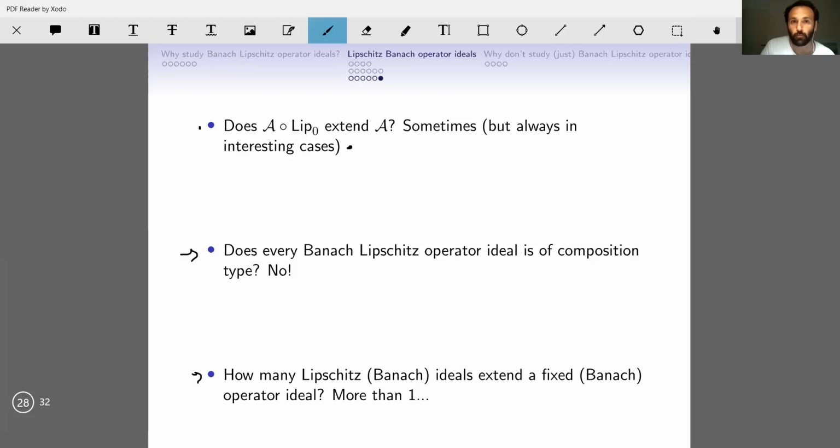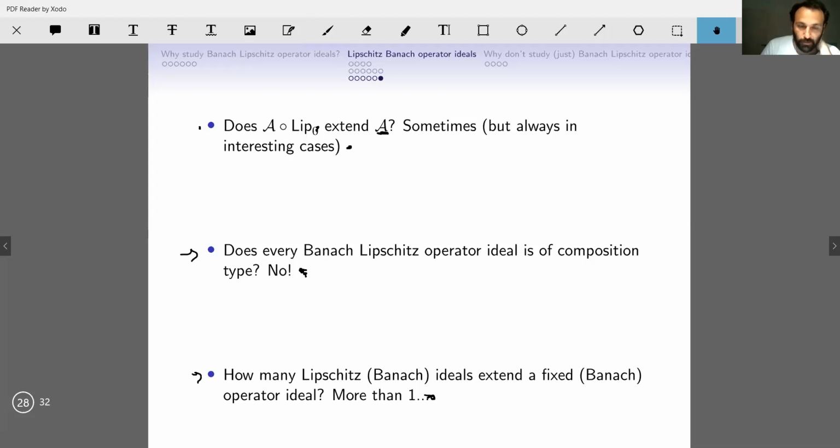Almost always we can extend a linear operator ideal to the Lipschitz setting. A lot of the time there is not just one way to do that. And finally, sometimes we can construct Lipschitz operator ideals which are not of composition type that extend a fixed Banach linear operator ideal.